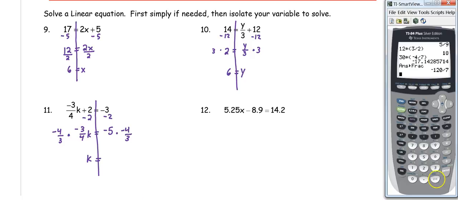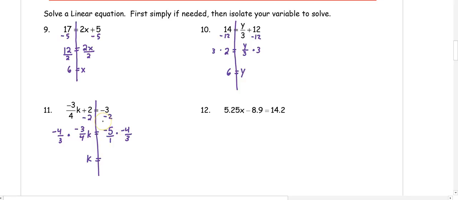Grab your calculator. -5 times parentheses -4 divided by 3. Math, enter, enter. We get +20/3. Remember, we can also write this over 1 and multiply our numerators and denominators together to get the same thing, 20/3.